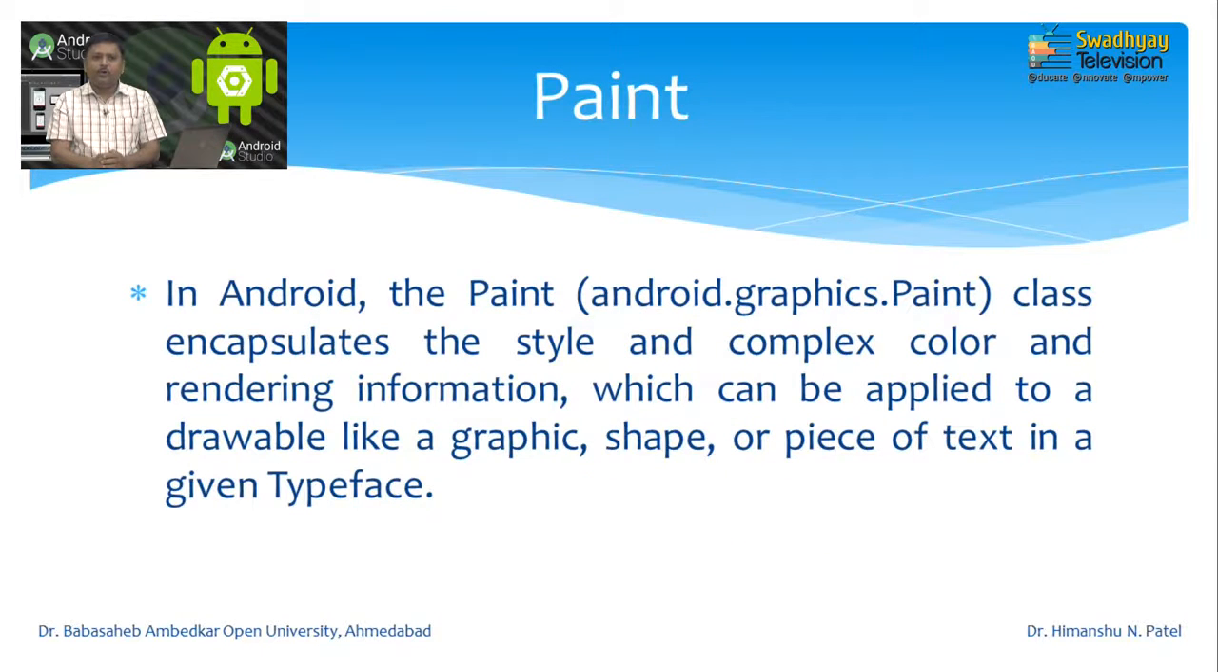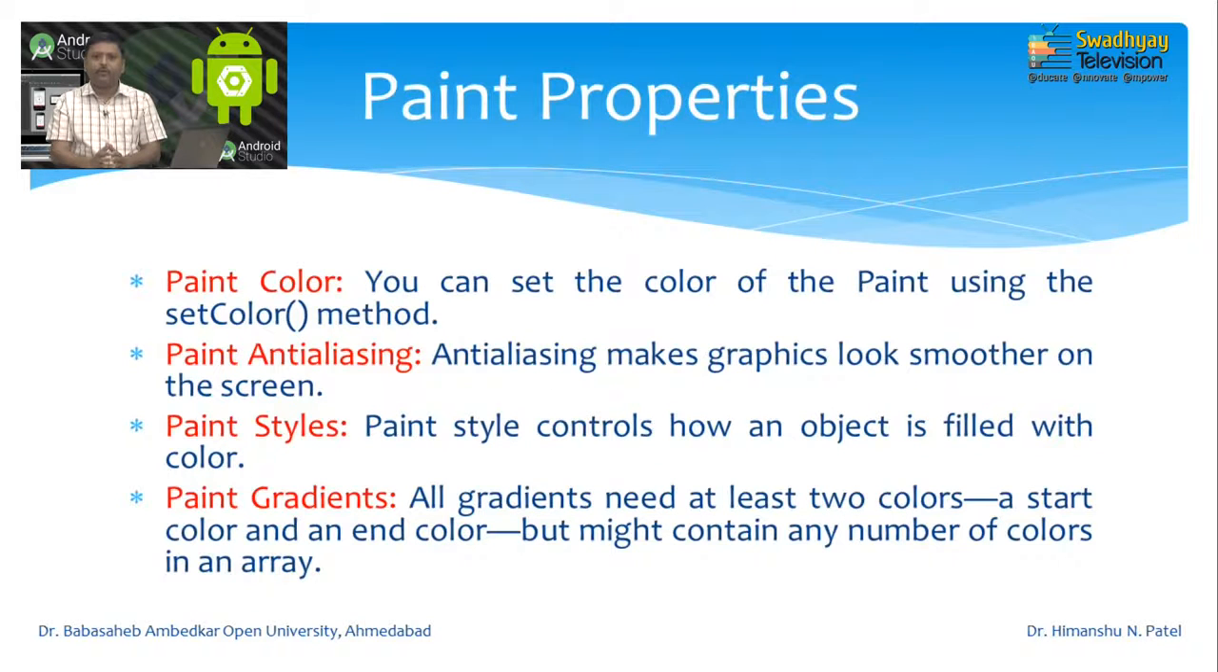Paint class is used for specifying style. It is also available in android.graphics package and it encapsulates the style and complex color and rendering information. That means, we can specify the border color, fill color, how to fill, etc. using the paint class. You can also specify the font that you want to use to draw text. There are different types of paint property that you can use. For example, paint color. This paint color specifies the color of shape to be drawn. You can set the color of paint using the setColor method, which takes argument as a color.